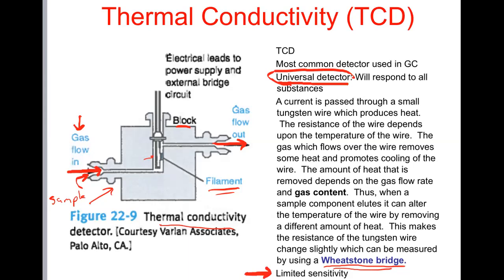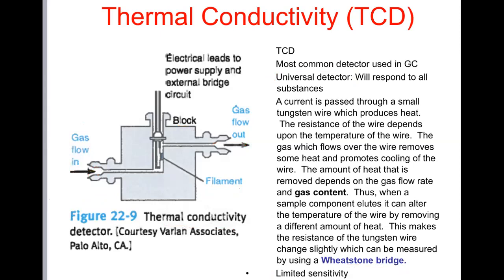You generally need pretty high amounts of sample to be able to detect it with a TCD, okay? You can't do ultra trace analysis. It's just not going to work. It's not sensitive enough. But since it is a very universal detector, it responds to everything. It's used a lot. You'll find this a lot in the labs. The reason being, it's very, very general purpose. I can detect lots of things with this, so why not have it around, right?